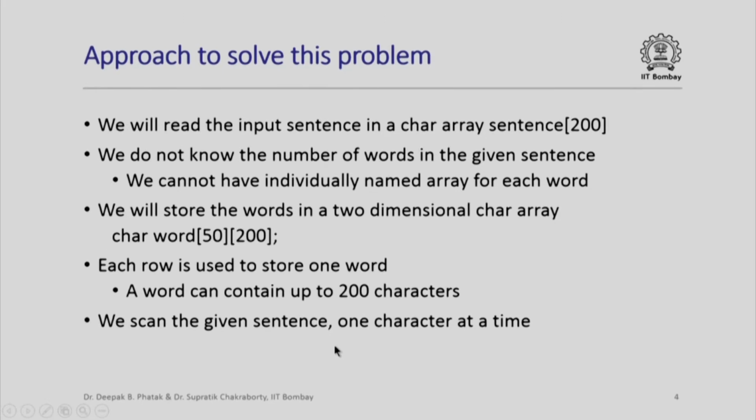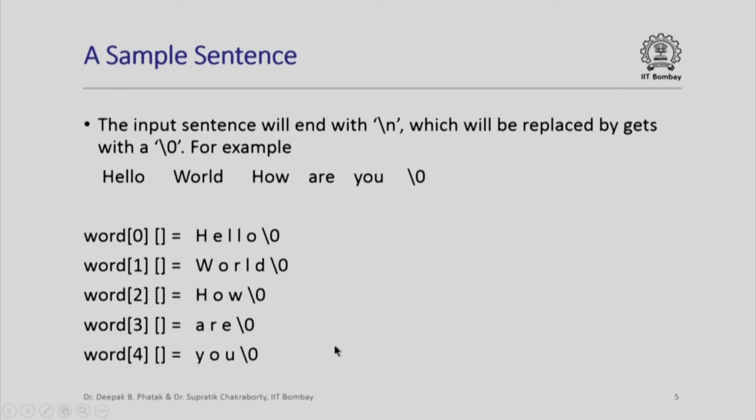Let us look at what happens when we start scanning. Here is a sample sentence: some blanks, hello, blanks, world, blanks, how, blanks, are, blanks, you, some blanks. This \0 here will actually be inserted by our input operation. The input sentence will end with a \n, which is the new line character, or when you press enter. But this will be replaced by our gets function with a \0. So, therefore, hello world, how are you? A sentence with blanks all around, in between and outside will look like this.